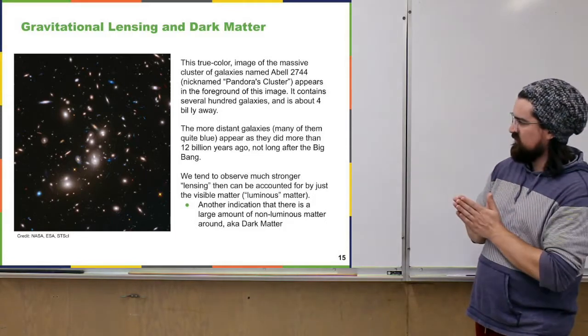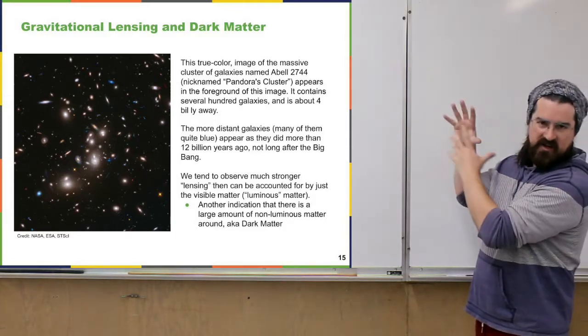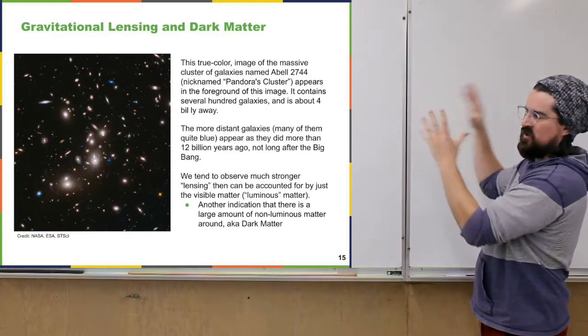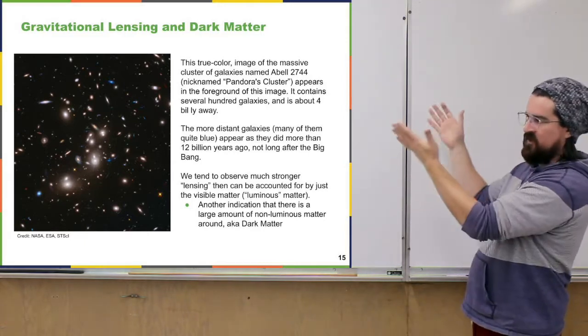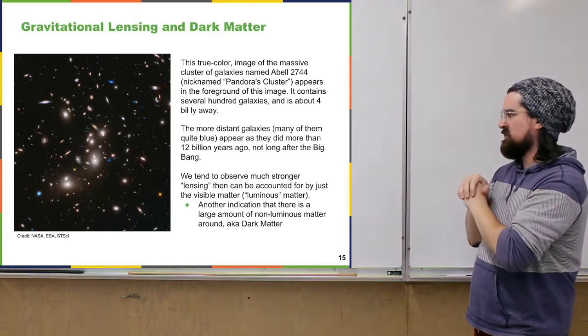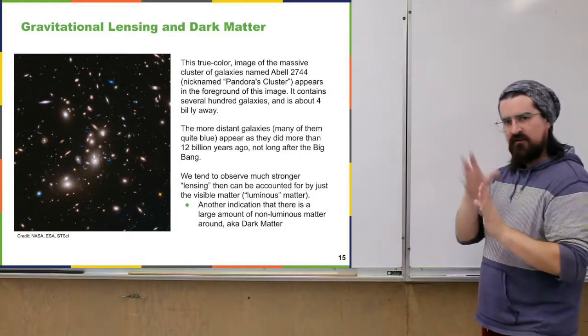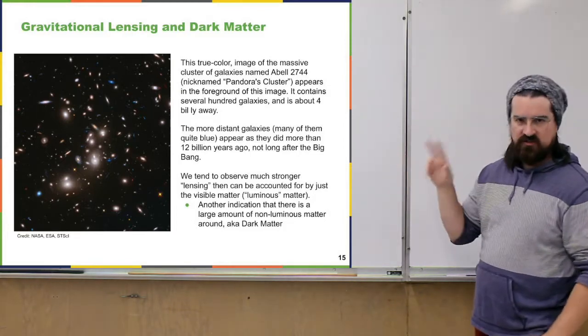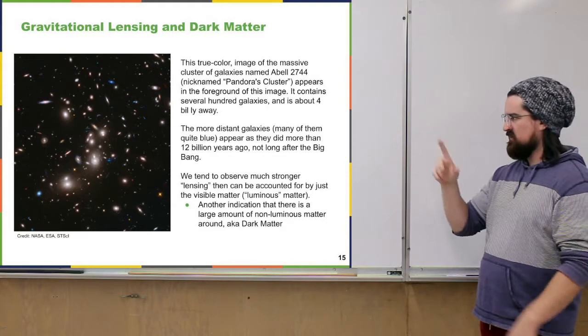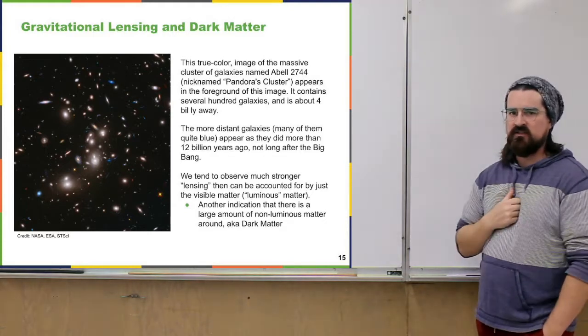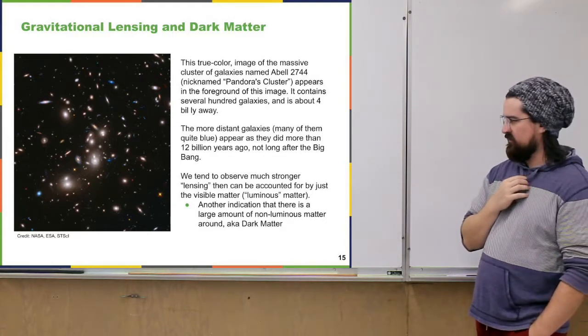So we can try to estimate how much mass is in that region in order to cause the amount of warping that we see, the amount of lensing that we see. It pretty much always comes out to be a lot more mass than we can actually see there, a lot more than just the luminous mass, right? Those galaxies that are giving off electromagnetic radiation of one kind or another.